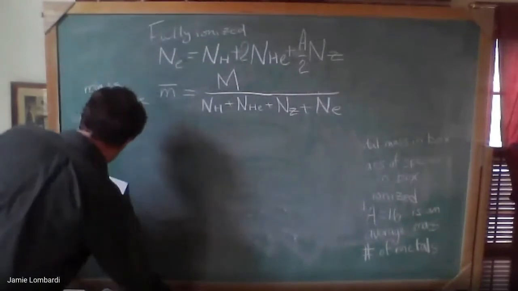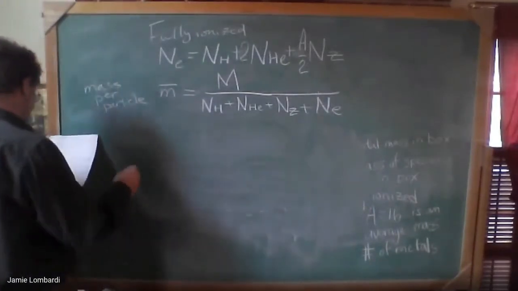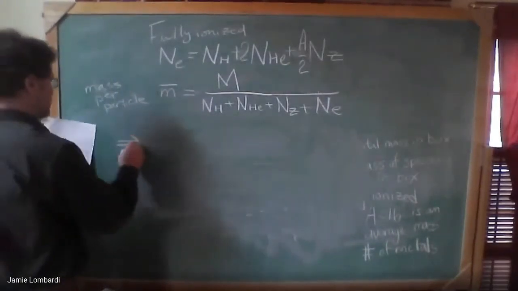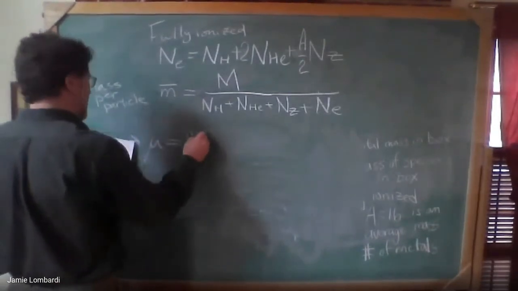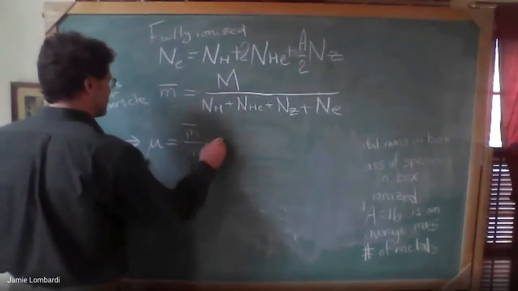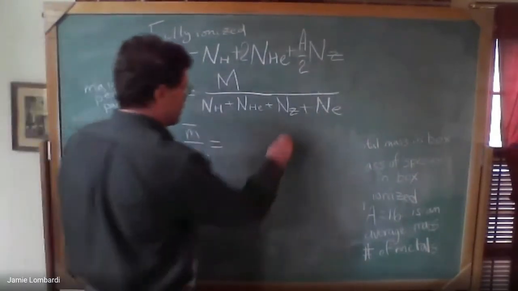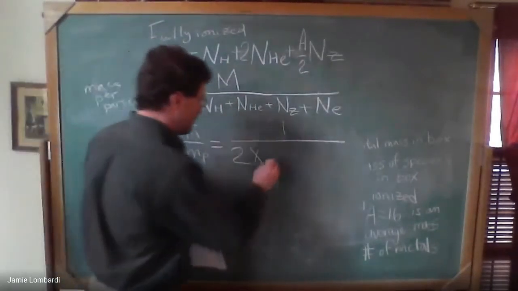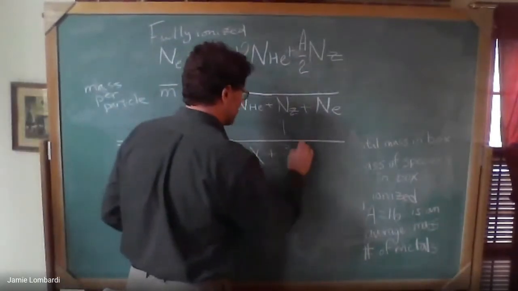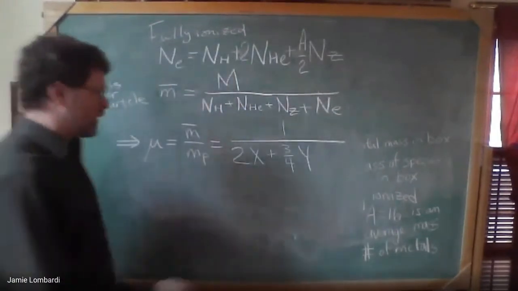And so I'll write down the final result here. It is that mu, which is equal to, remember, m over the mass of a proton, is equal to 1 over 2x plus 3/4 y plus 1/2 z.